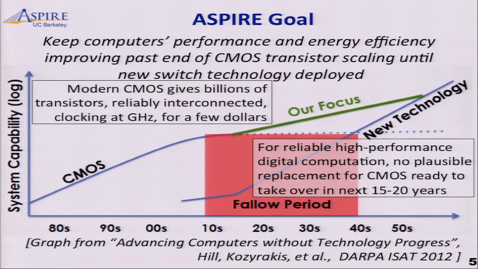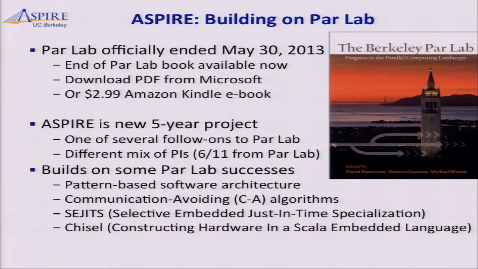And there's really nothing out there that's going to take over in the next 15 to 20 years. So we hit this problem of, well, transistors aren't getting much better. How are we going to make computers better? In Aspire, our goal is to work on everything above the transistor to make things better. And this is following on from the Power Lab, which officially ended in May this year.